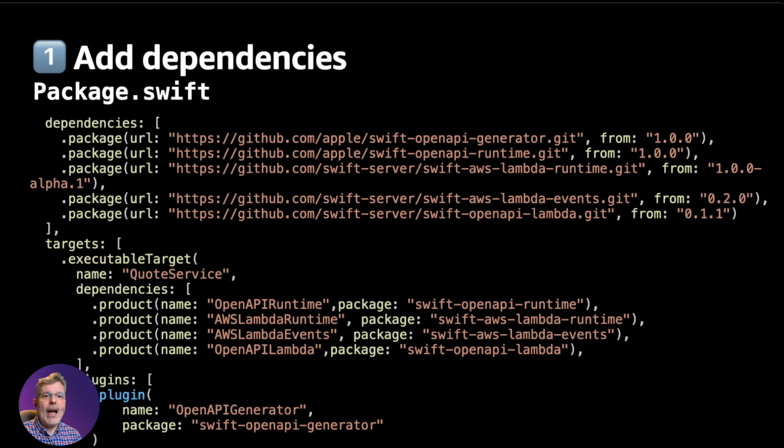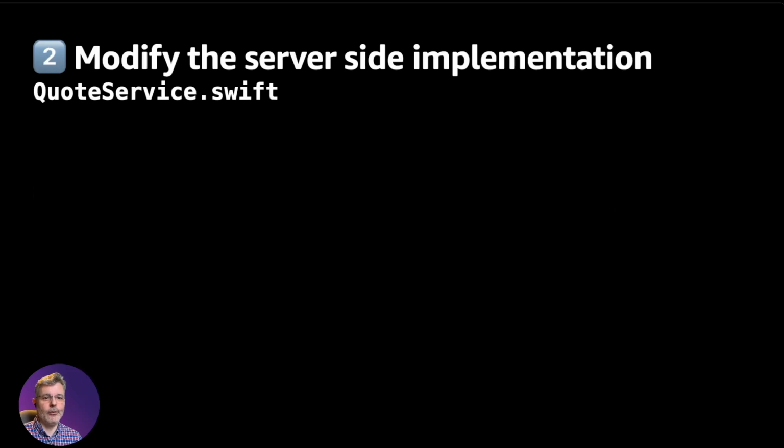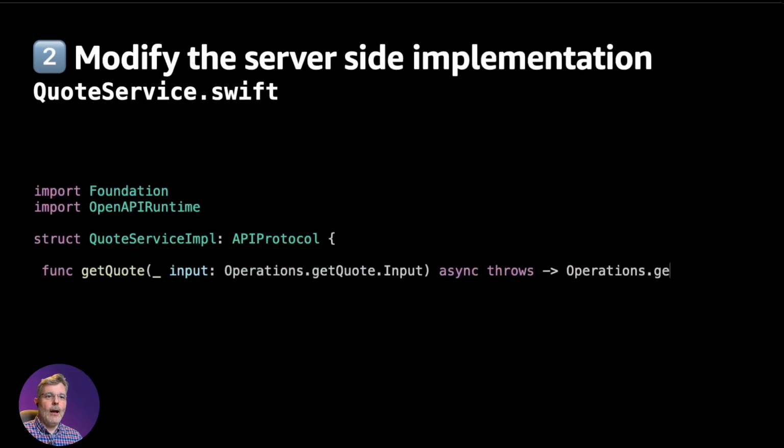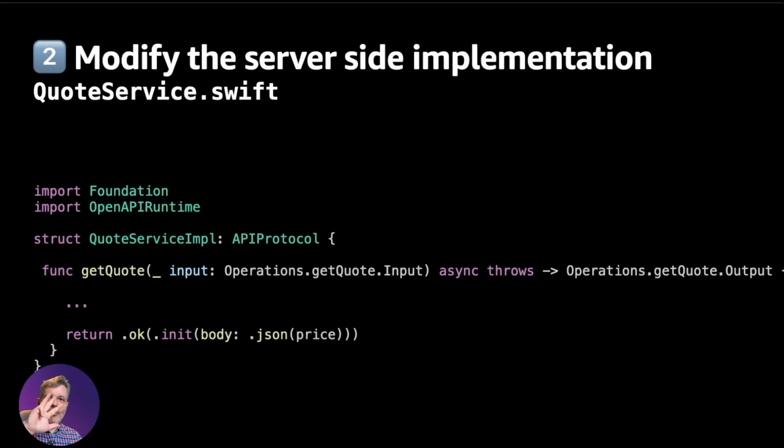And I will also add a dependency on the Swift OpenAPI Lambda. That's the library that will do the marshalling of the Lambda parameter and call your OpenAPI implementation. And of course, I add the dependencies in my product as well. On the code side, there are only four changes, and they are very easy.